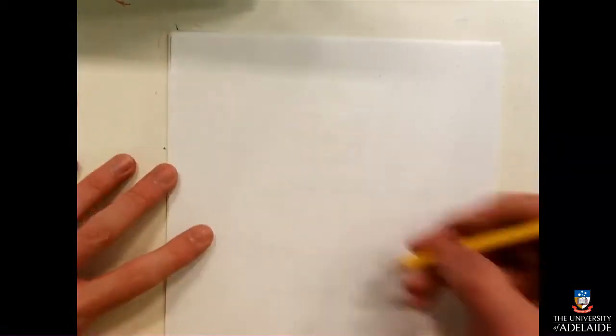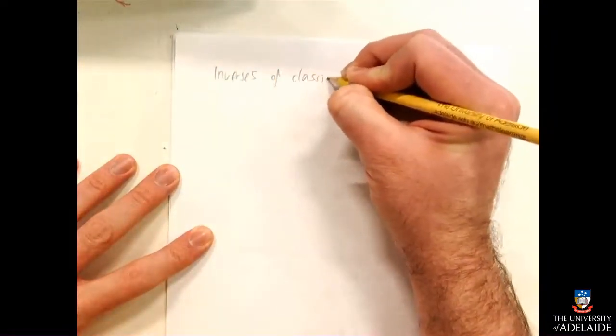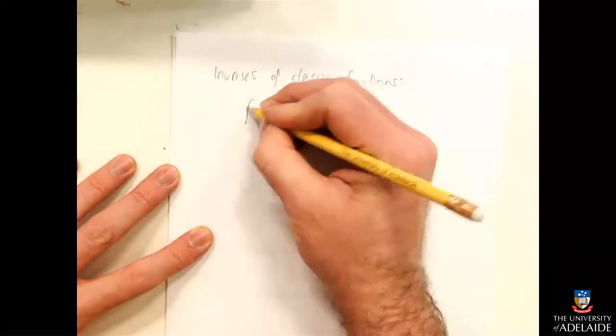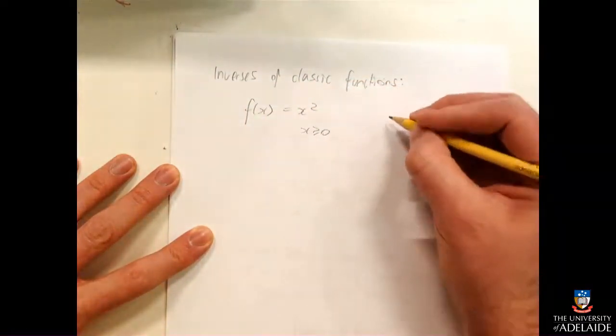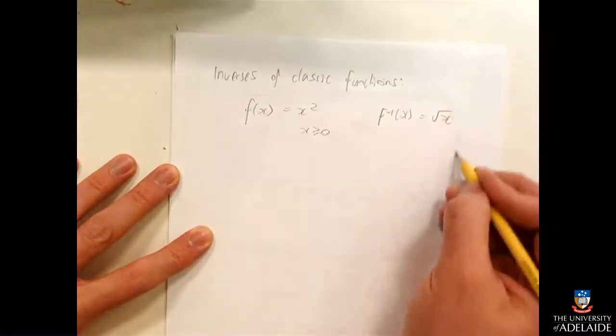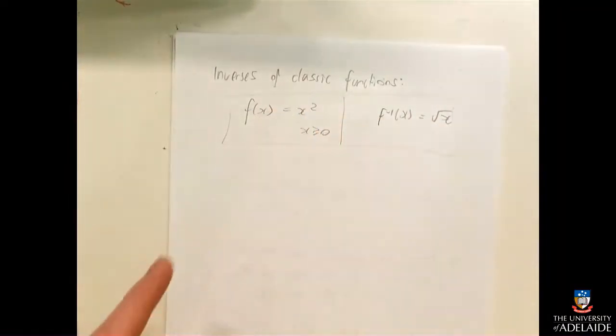Which leads me to the inverses of certain functions. So some functions have names for their inverses already. Inverses of classic functions: if I have that for x greater than 0, then the inverse is that. Technically, x squared doesn't have an inverse because I've got two options. It could be plus root x or minus root x.